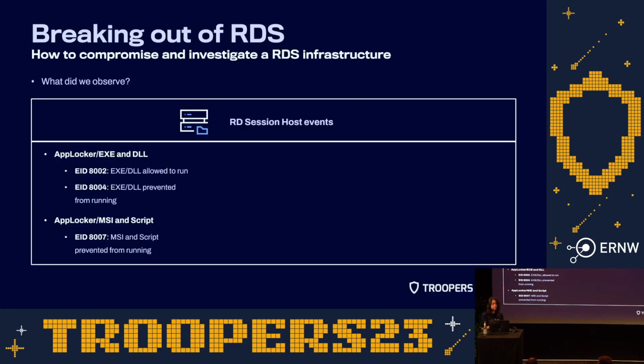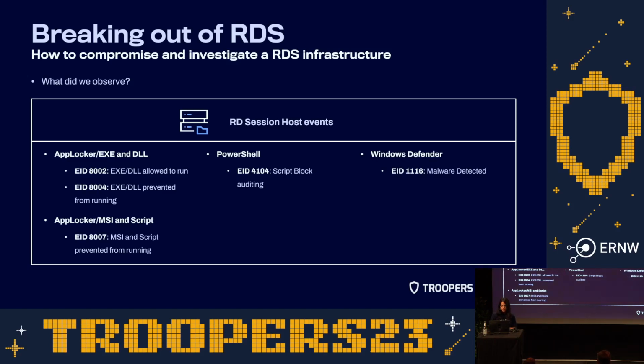So what did we observe? Regarding the detection opportunities, since AppLocker was enabled, we can have a look at the executables and DLLs that were allowed to run, and with a particular focus on the lol bins. We can also look at the events that were blocked, because that can give us an idea on what the threat actor tried to achieve. Since the attacker in this demo tried to execute a PowerShell script, we can have a look at the ID 4104, because usually it will contain the content of the script, as well as the path of the script that was executed. Last, Windows Defender was running on the machine, so we can see if there were any malicious activity or any malware that was detected.